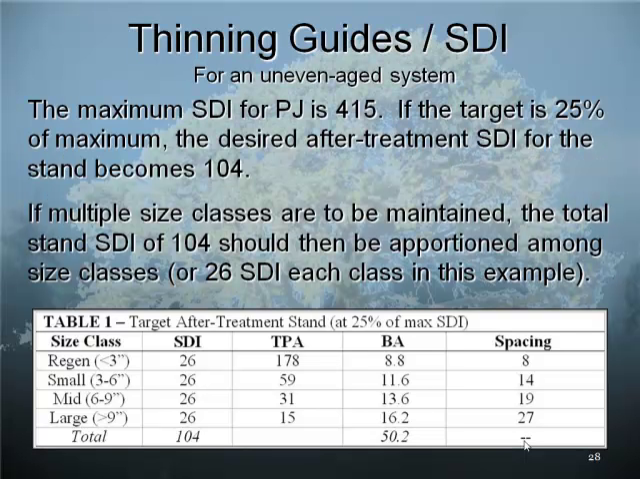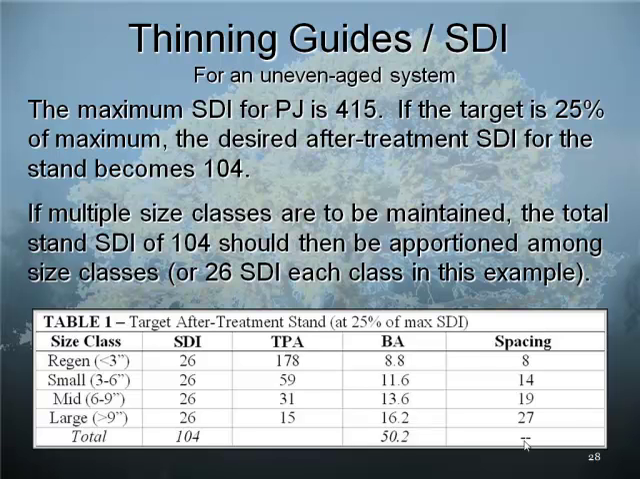So here are some thinning guides using SDI. The absolute number for maximum SDI for Pinyon-Juniper is 415. If you put that on a percentage basis, that means that's 100% of the maximum biomass that's going to grow on a site. So if you think about it in those terms, the SDI makes more sense.